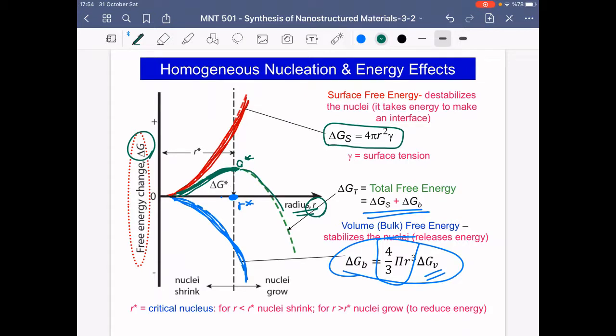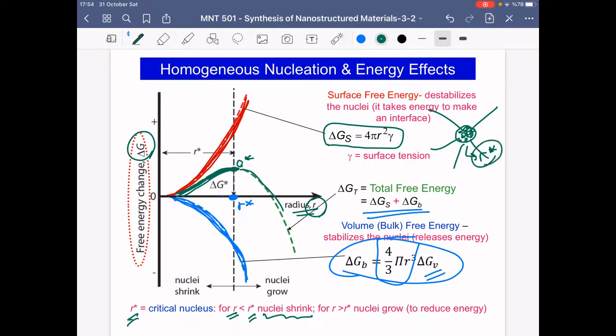So volume, bulk free energy stabilizes the nuclei and it releases energy, this one, the delta G bulk. And this is called the critical nucleus. For R less than R star, nuclei shrink, and that means it destabilizes, it just disappears, okay? The little nuclei try to come together to form this nanoparticle, but until it reaches a certain size of R star, it's just going to destabilize. It will dissolve into the solution.